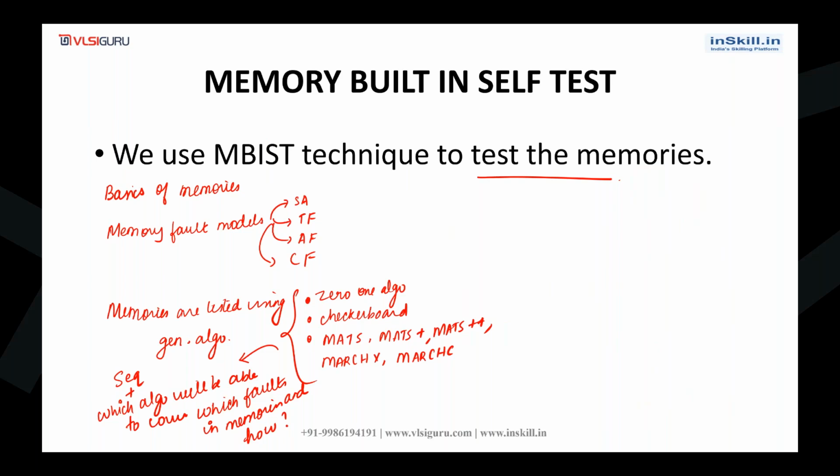Okay, so in memories they are tested using generalized algorithms, and we'll also understand why memories are tested using generalized algorithms. We'll take up some basic algorithms like 0 1, checkerboard, MATS+, March X, March C, and try to understand the sequence of these algorithms and which algorithm will be able to cover which faults in memories and how.